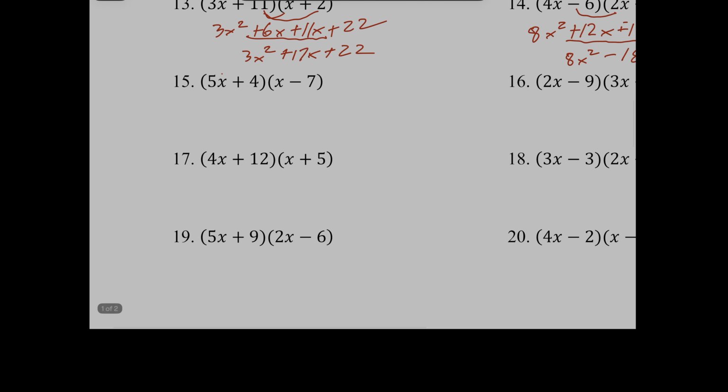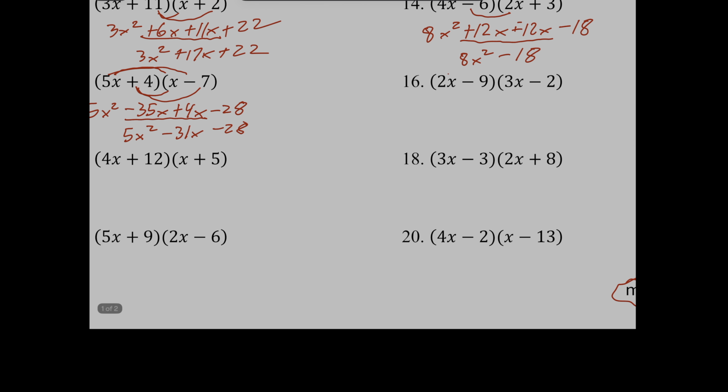Let's go on to number 15. 5x times x is a 5x squared. Outies, that's going to become a negative 35x because of the negative 7. Positive 4 times x is positive 4x. And positive 4 times negative 7 is going to be a negative 28. Notice I'm saying positive and negative, not plus and minus. I think when you use those words, it does help. Signs are different, so you subtract and you keep the sign of the bigger number. Okay? Good job, guys. 5 more to go. Hang in there with me.